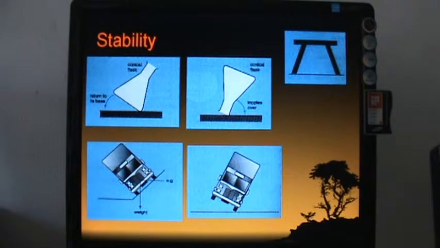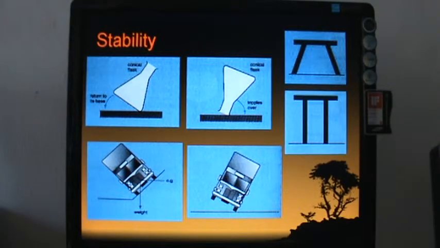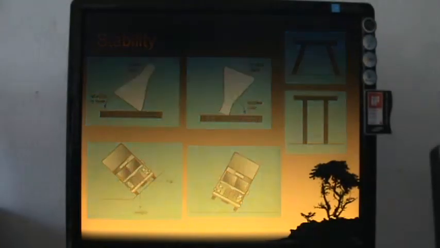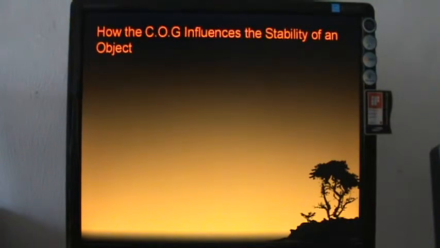And then you have this bench. This bench has a wider area. Okay, you have wider area, and this one is a smaller area. So as we move forward, we also found out that we want to know how the center of gravity influences the stability of an object.